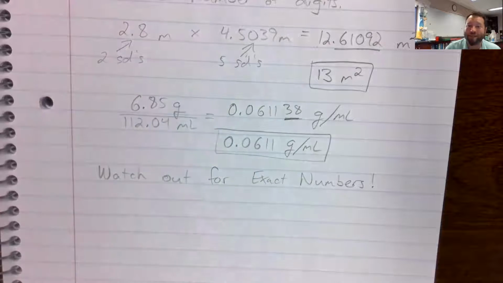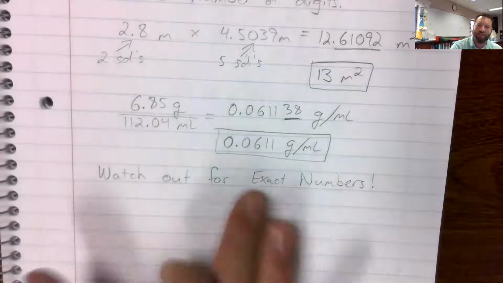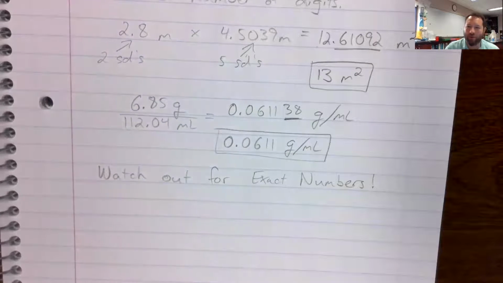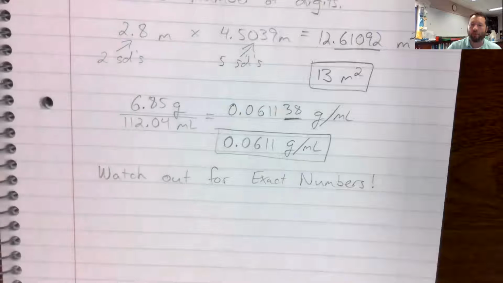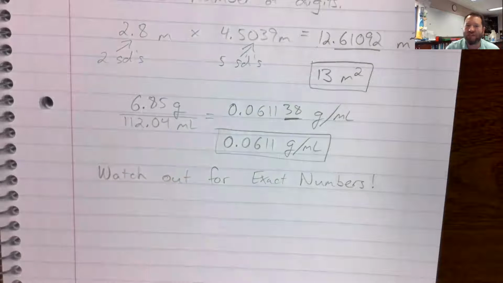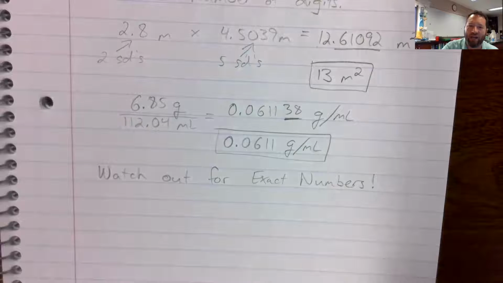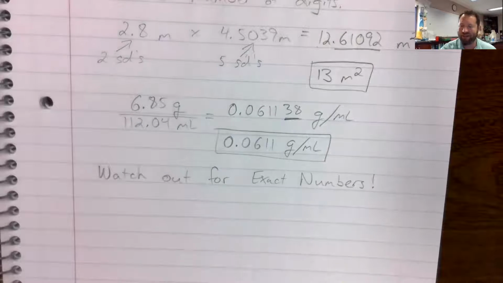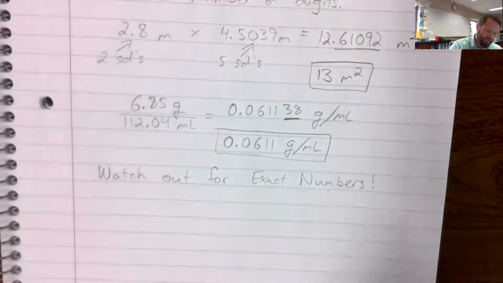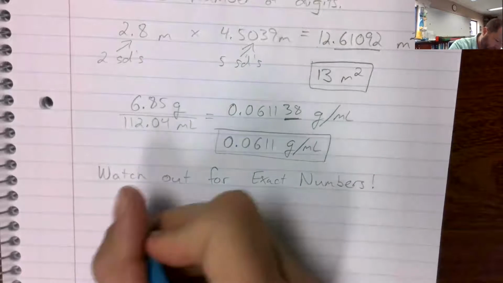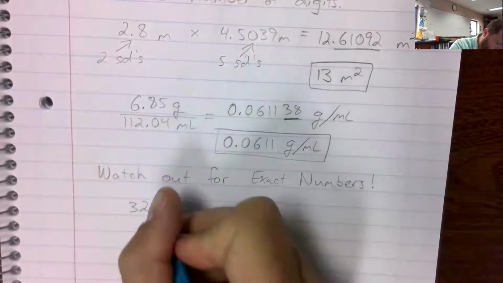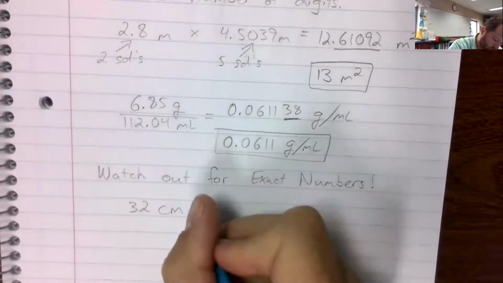Hey, watch out for exact numbers. Watch out for those numbers we talked about, like the 39 gold medals. Maybe you wanted to figure out how many gold medals were won per athlete. Well, you're not going to be limited by the 39 gold medals because there are infinite digits there. That is an exact number. Similarly, our definitions, 32 centimeters.